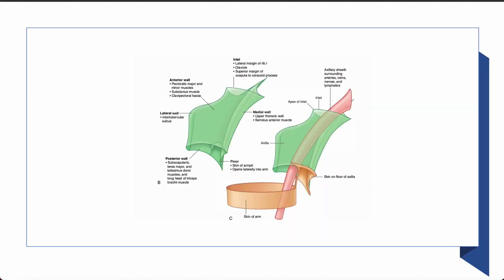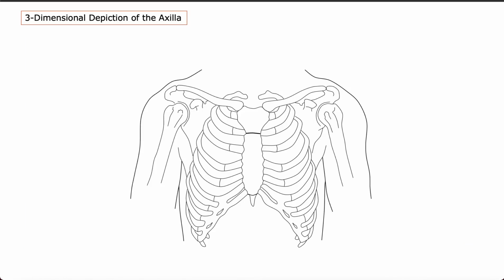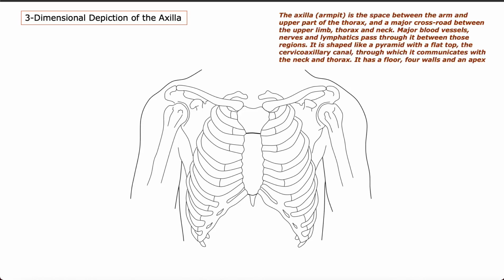Now same concept. Now it's my favorite diagram. Let's look in here. So axilla is a space between the arm and the upper part of my thorax. And it's a gateway, a pathway which connects my upper limb with the thorax and the neck. And the major structures traverse through it, back and forth. And it is shaped like a pyramid.